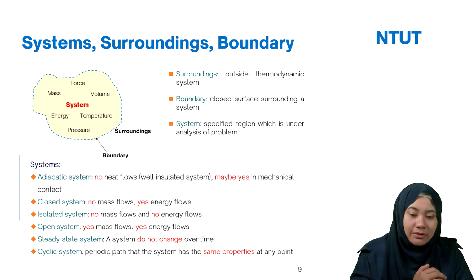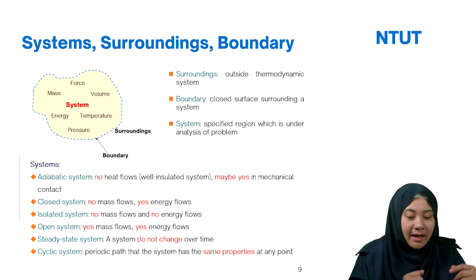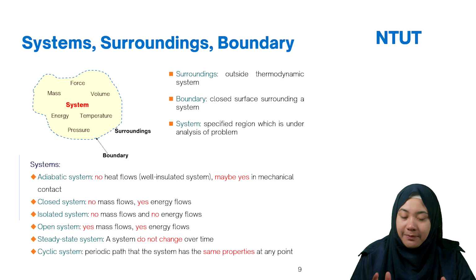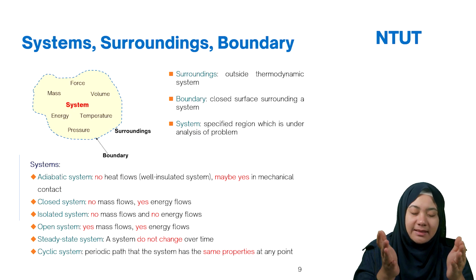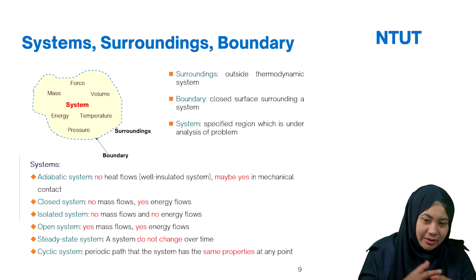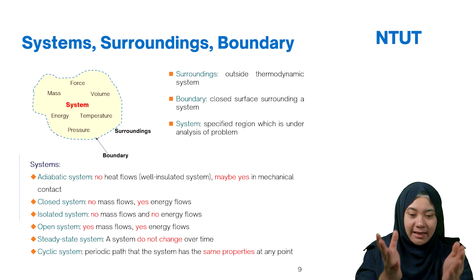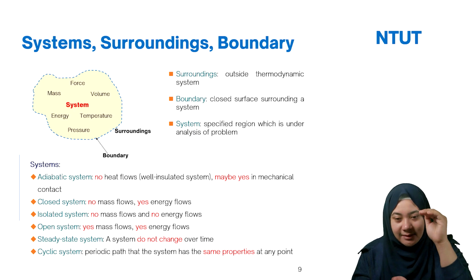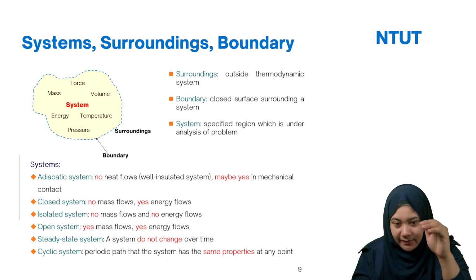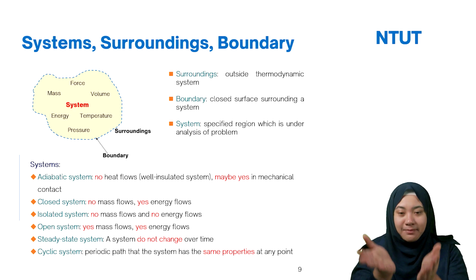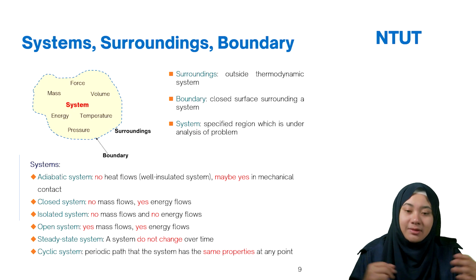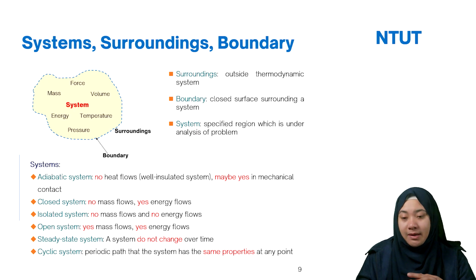I can give you one example. Let's say you have a bottle, and you put water in the bottle. The water inside your bottle is the system. The bottle itself is the boundary, and outside the bottle is the surroundings. So please remember this.